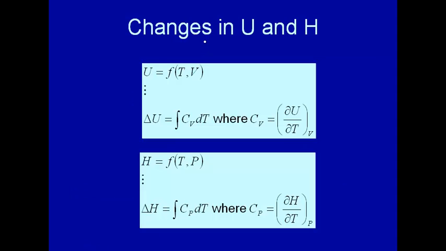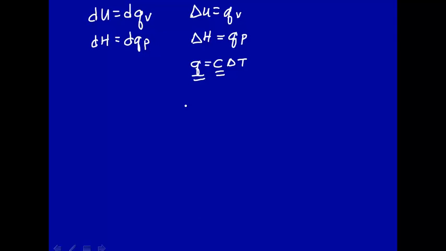In fact, what we're going to show is that delta U is just the integral of the heat capacity dT, and the same way with delta H, the integral of the heat capacity. But now we're going to define two kinds of heat capacity, one at constant volume and one at constant pressure. All right, so that's where we're going. So let's start first with this assertion.